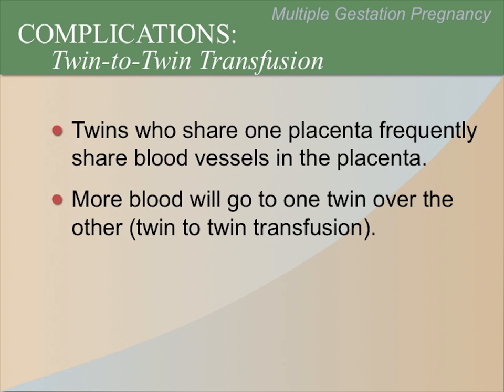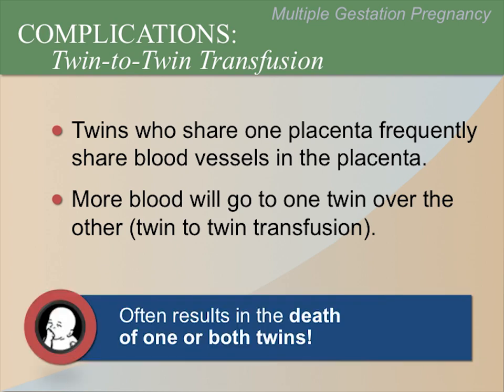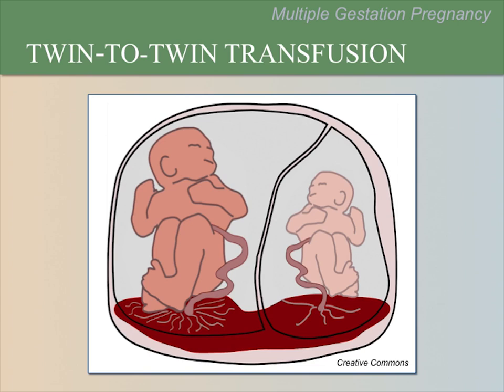This can result in more blood going to one twin than the other. This is called twin-to-twin transfusion. The fetal death rate in cases with twin-to-twin transfusion is high. In twin-to-twin transfusion, more blood goes to one fetus. Usually one twin becomes much larger than the other.